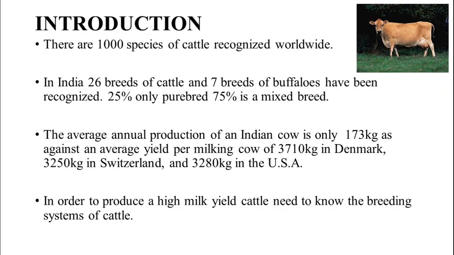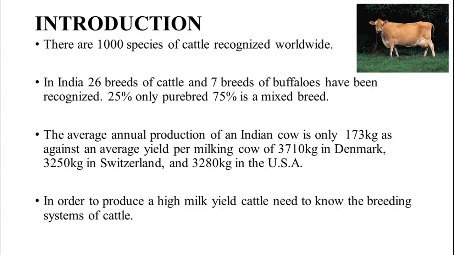Coming to India, there are 26 breeds of cattle and 7 breeds have been recognized, out of which 25% are pure breed and 75% mixed breed.